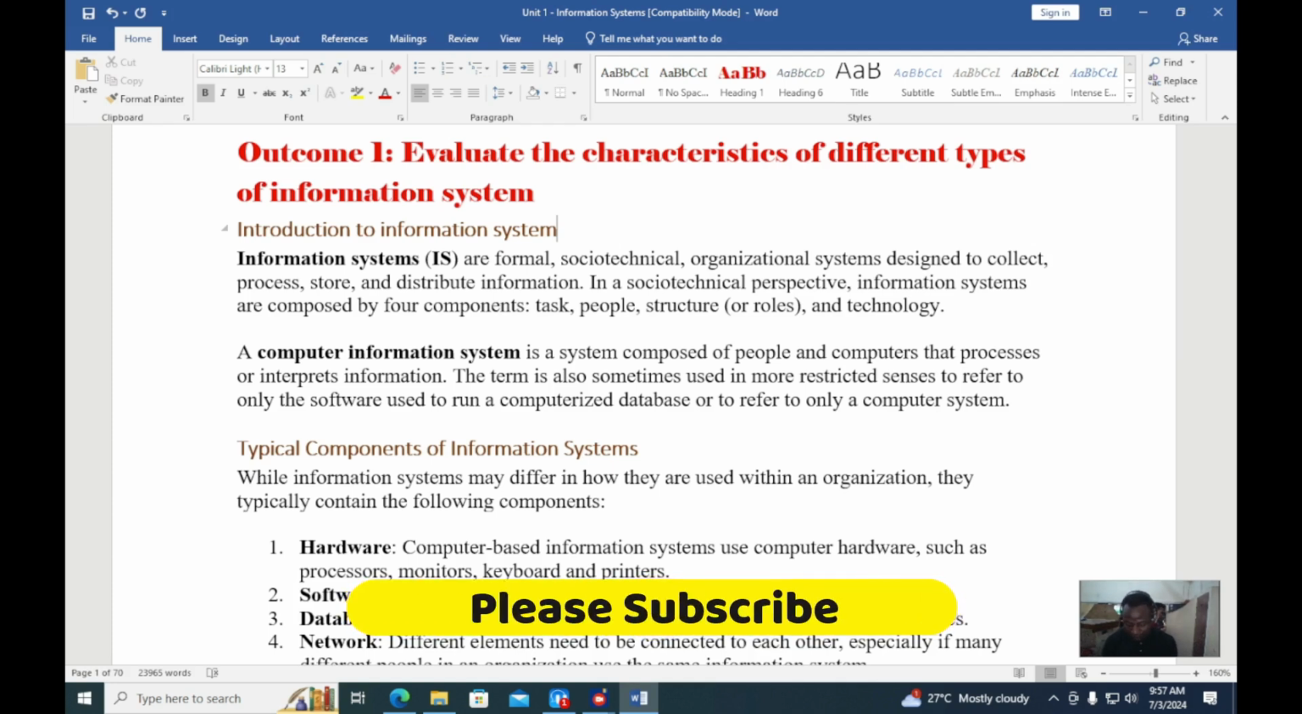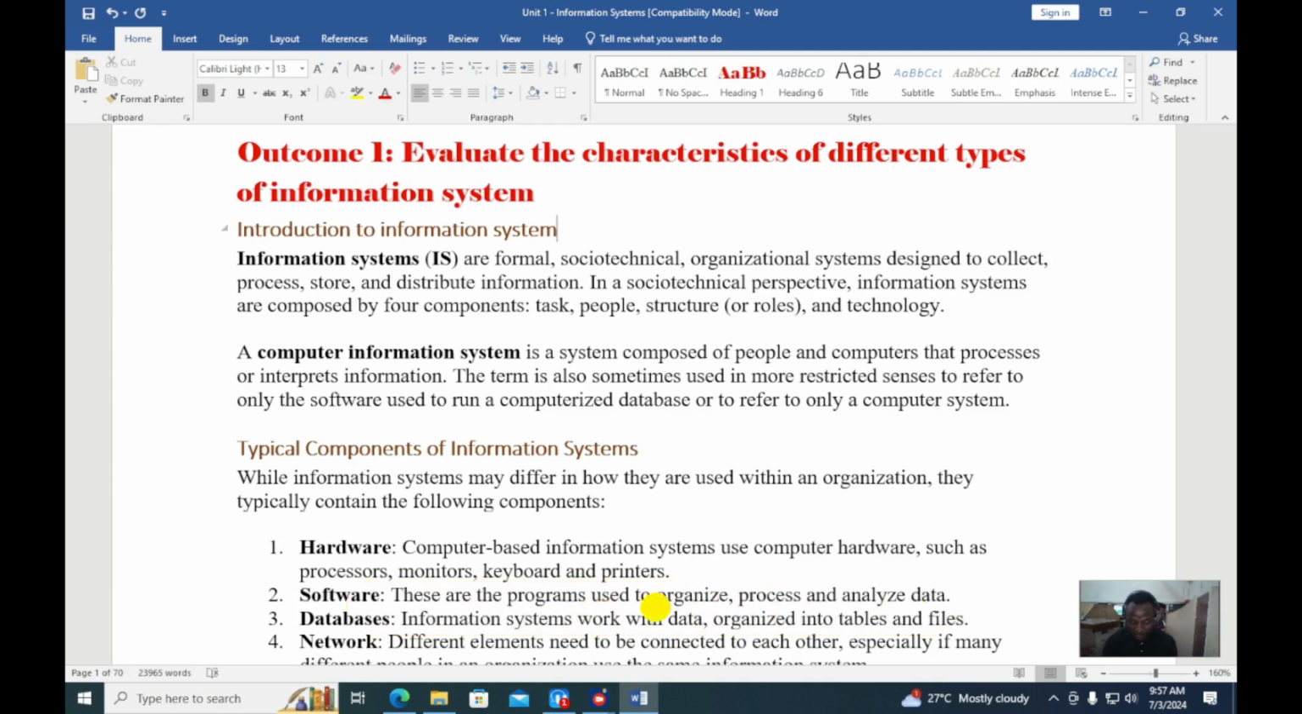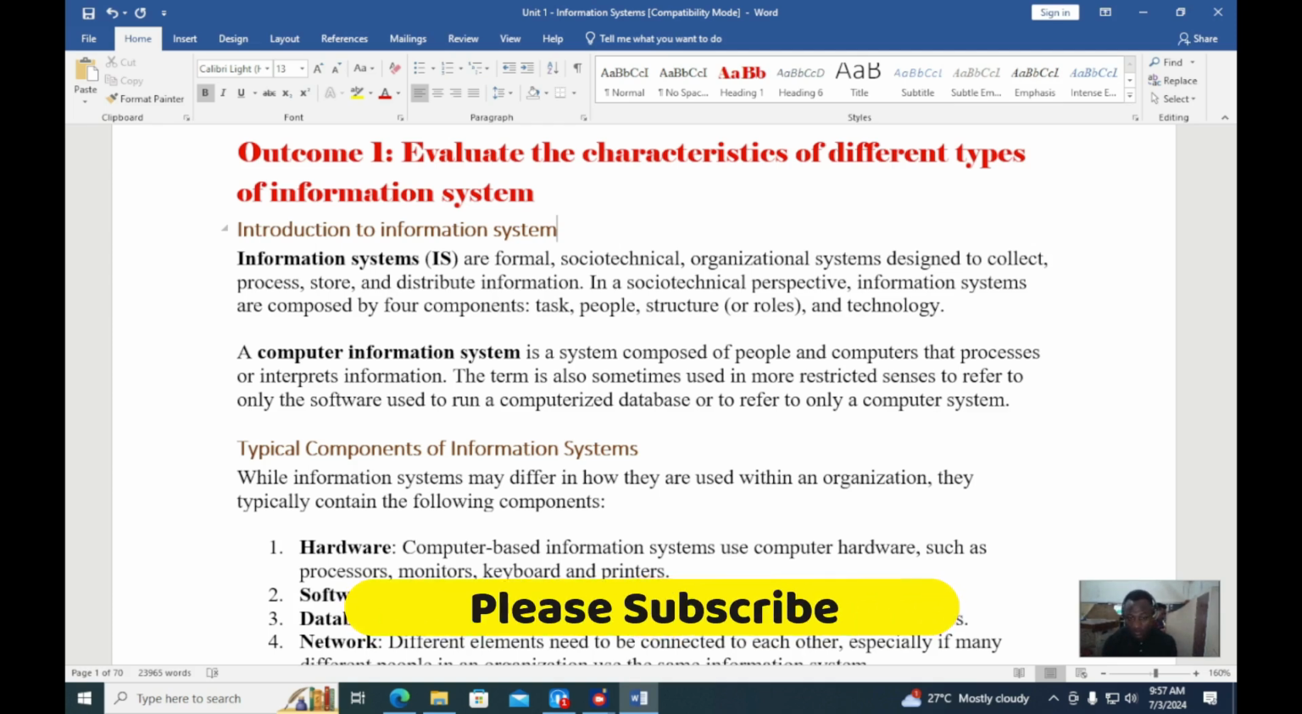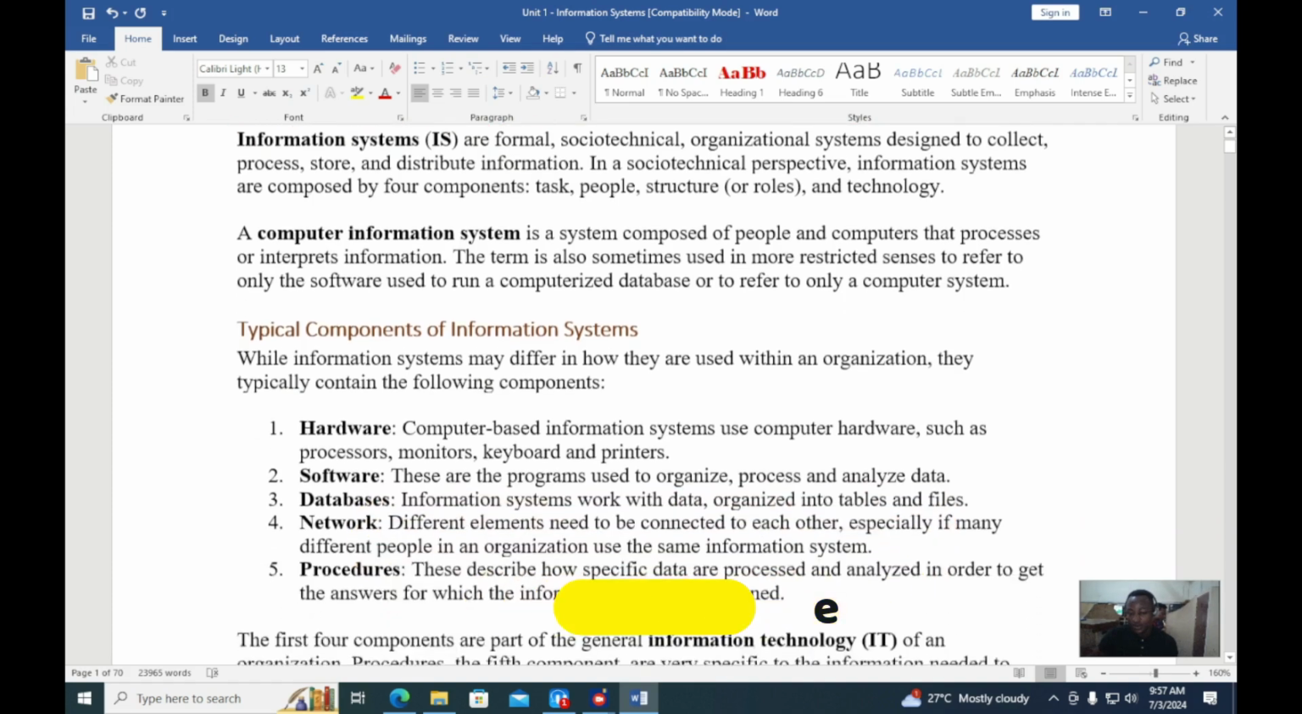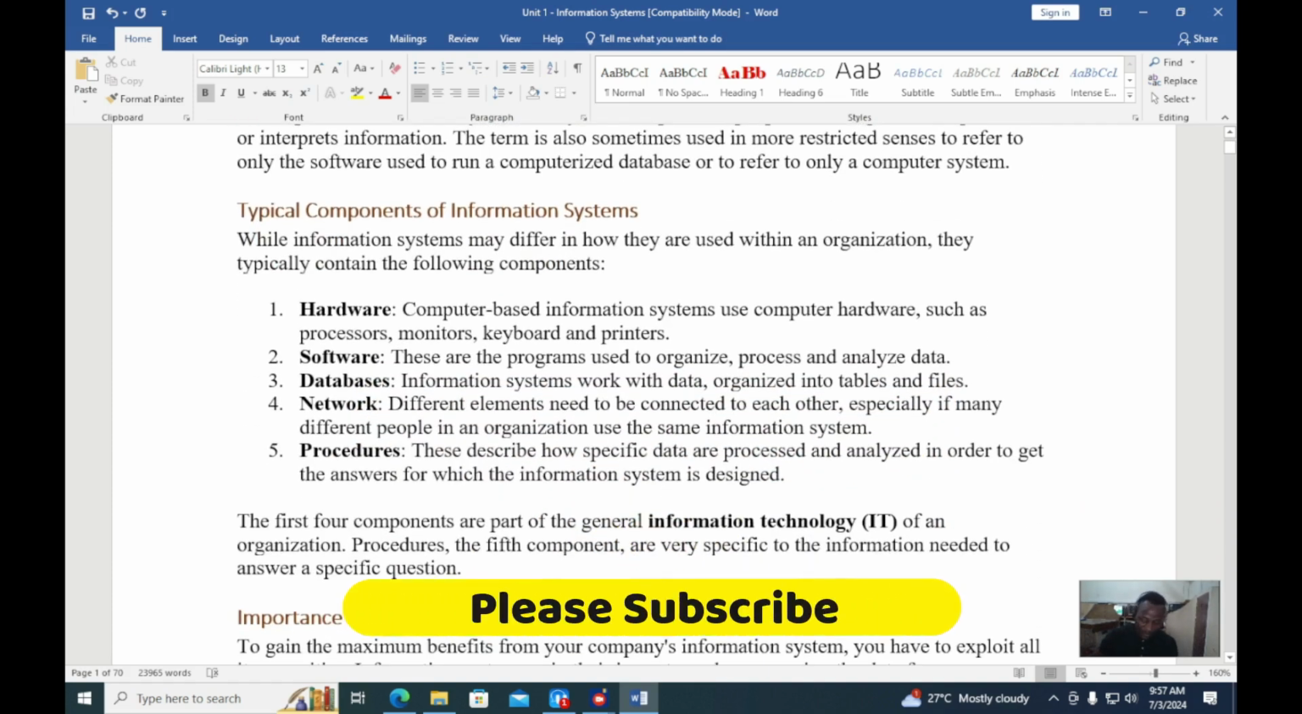So having known that, we need to look at the various types of elements or components that typically make up information systems.